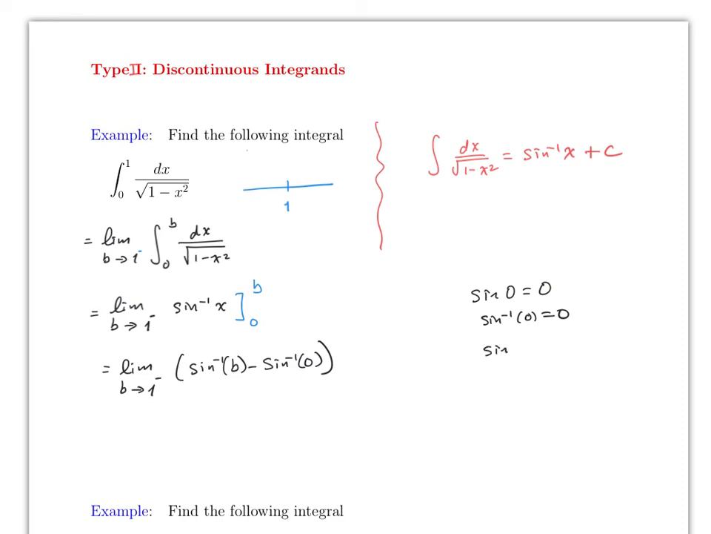Also notice that sine of pi over 2 is equal to 1. That means the sine inverse of 1 has to be pi over 2. So therefore this will be again pi over 2 minus 0, and the answer is again pi over 2. It doesn't mean whenever you have sine inverse or tangent inverse that the answer is always pi over 2. It just happens to be there.